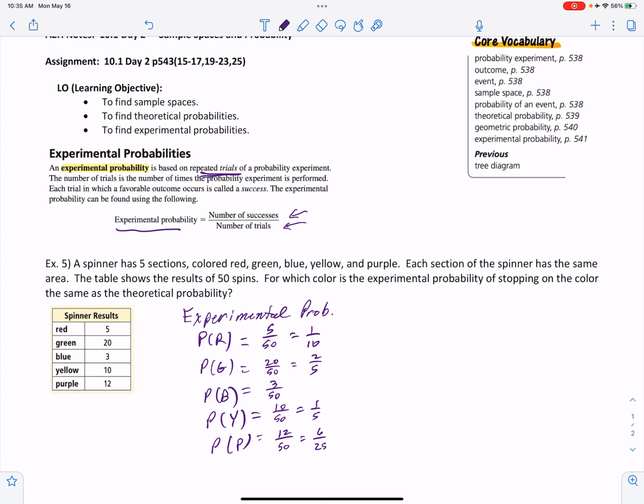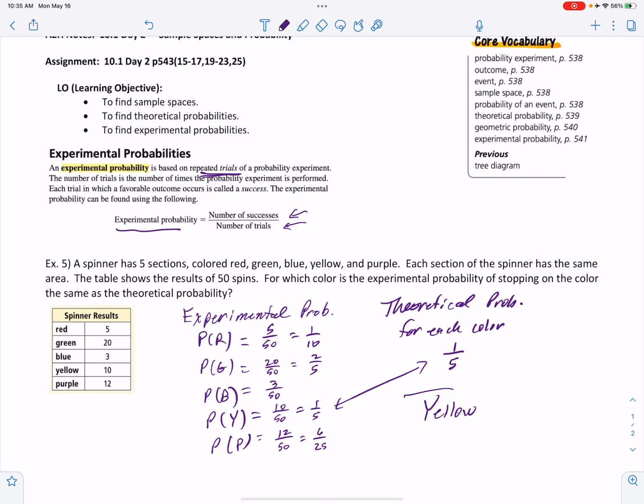For which color is the experimental probability of stopping on the color the same as the theoretical? Well, the theoretical probability for each color is the same because they have equal area. And you have 5 colors, so it's 1 out of 5. So notice that the yellow has the same experimental probability as the theoretical. That might not have happened at all, but in this case it did.